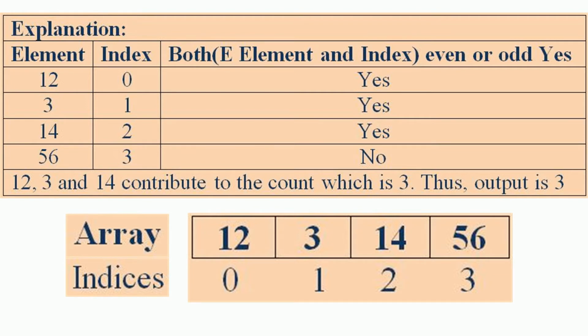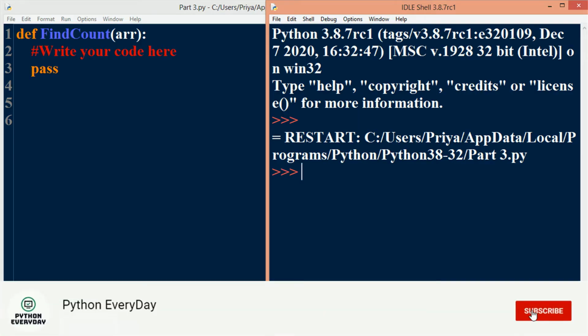As you can see the array. The index 0 is even, and 12 is also even, so yes. The index 1 is odd, and 3 is also odd, so yes. The index 2 is even, and 14 is also even, so yes. The index 3 is odd, but 56 is not odd, it is even, so no. At last we have to count the number of yes. And that's our output. Let's begin with the code.